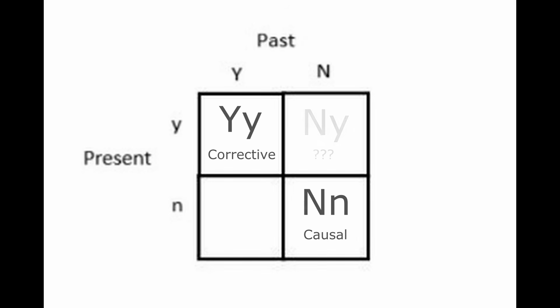This is the no changes to the past, yes changes to the present square. We don't have a name for this because it isn't how physics works and therefore isn't a viable time travel method. It breaks the idea of cause and effect.